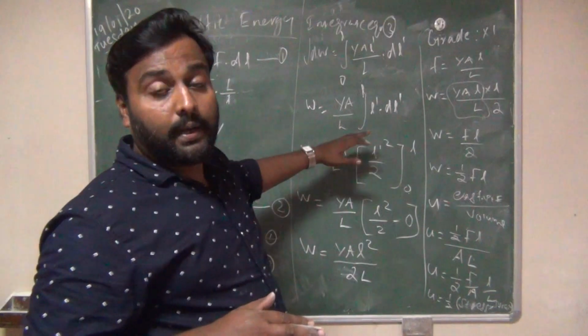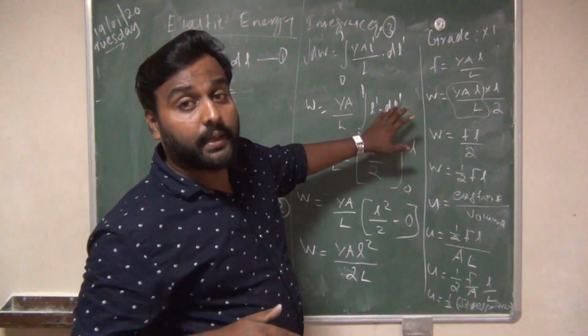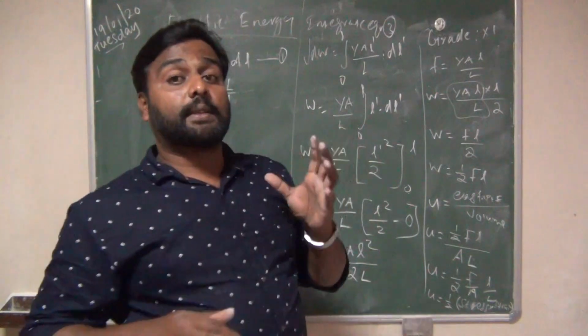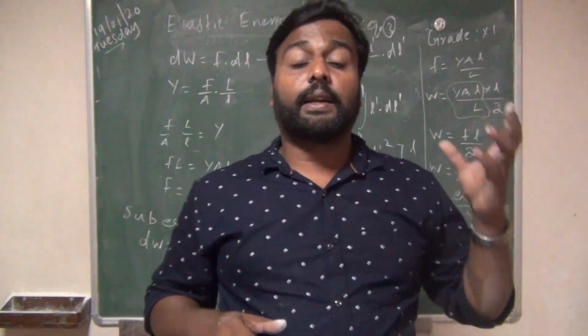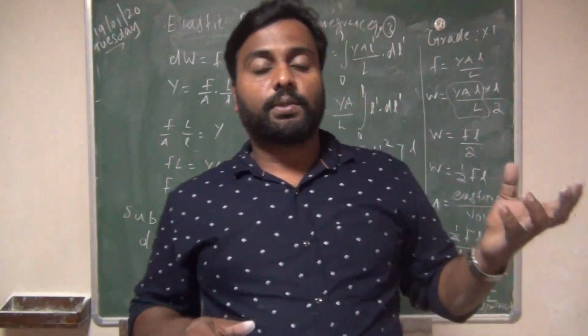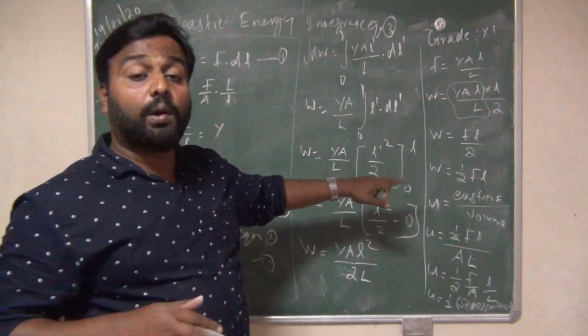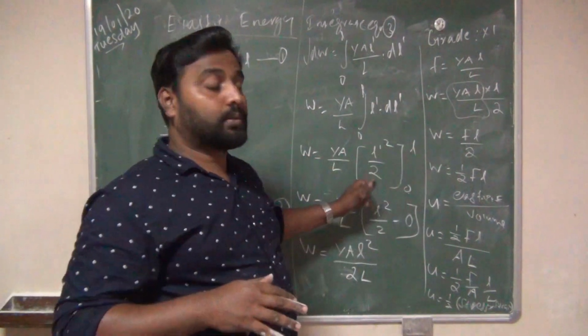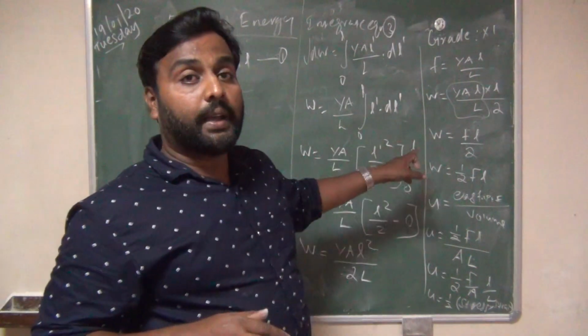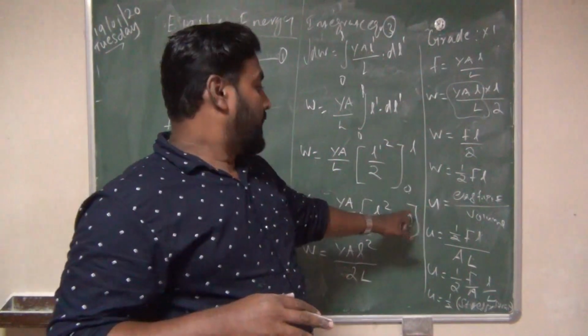Now YA by capital L is constant, so we take it outside. We have to integrate l dash dl dash. Integration of x dx, we know, is x square by 2. So here l dash dot dl dash gives l square by 2. Now applying the limit, upper limit minus lower limit: the upper limit is l and the lower limit is 0.